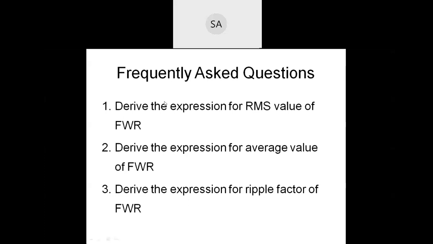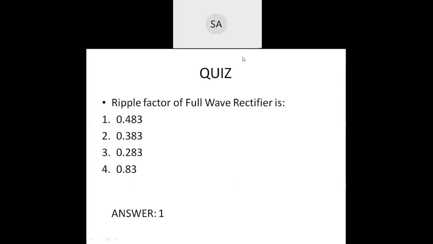During this topic, questions may occur in your examination. The frequently asked questions are: derive the expression for RMS value of full wave rectifier, derive the expression for average value of full wave rectifier, and derive the expression for ripple factor of full wave rectifier. So expressions for RMS value, average value and ripple factor. Let us discuss some simple questions on these topics.